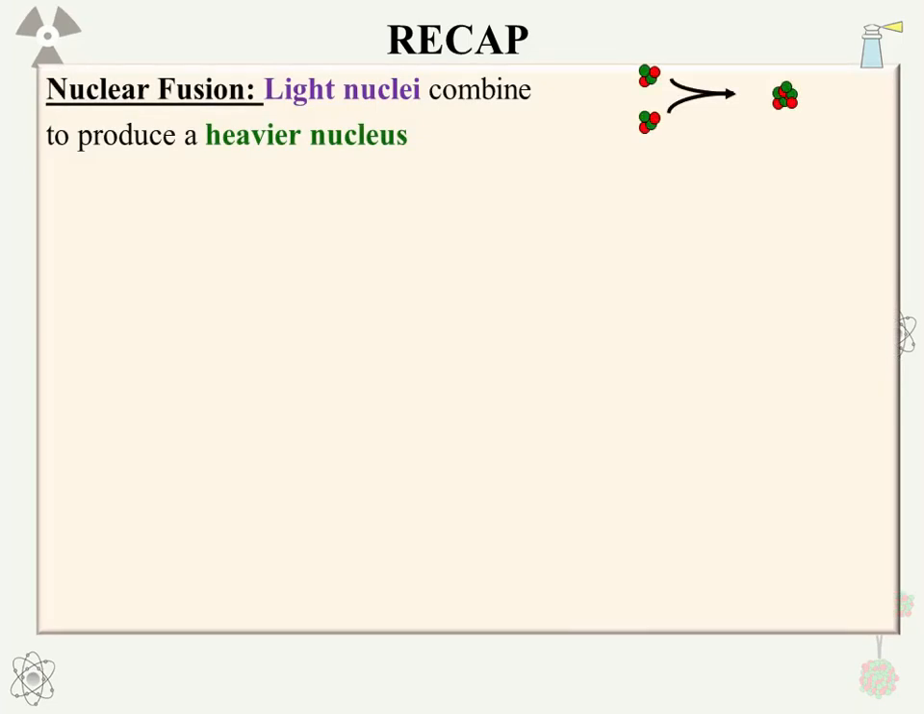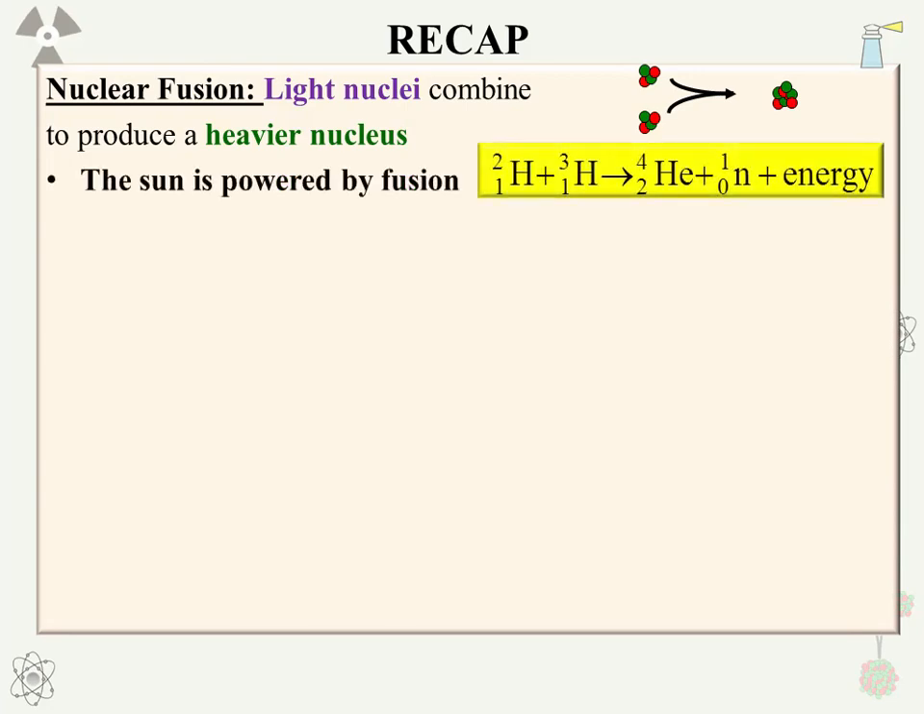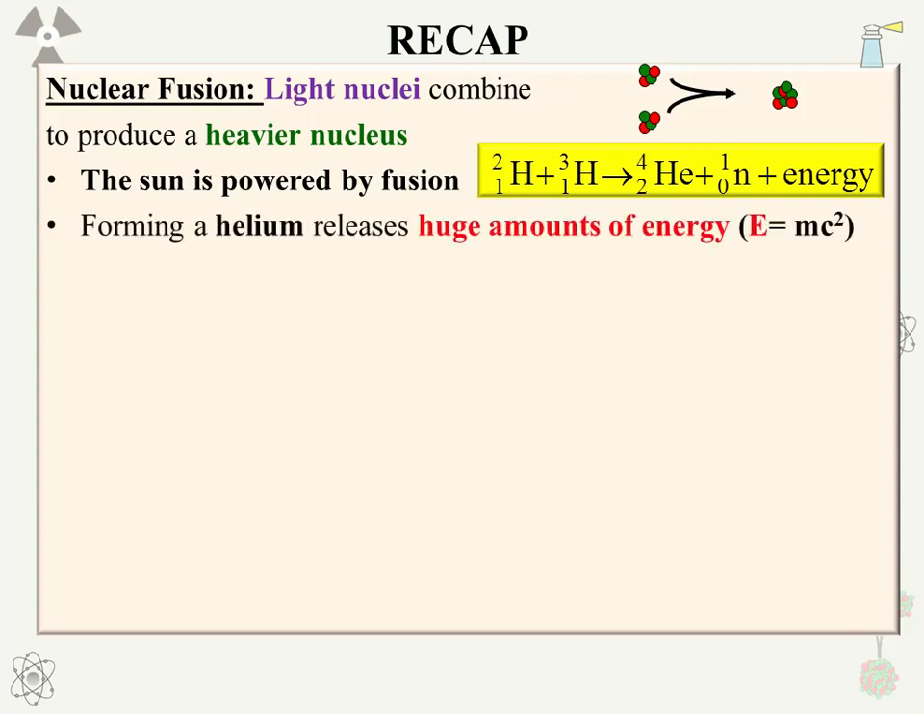Recapping the lecture, nuclear fusion occurs when light or small nuclei combine to produce a heavier nucleus. Most prominently, the sun is powered by fusion. While there are many nuclear reactions going on in the sun, the fusing of hydrogen nuclei into a helium nucleus is a main reaction. The forming of a helium nucleus releases a huge amount of energy. There's a small loss of matter in the reaction, and from Einstein's equation, we see that produces a lot of energy.